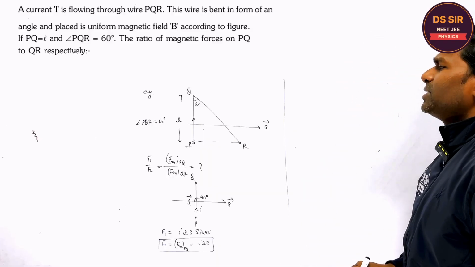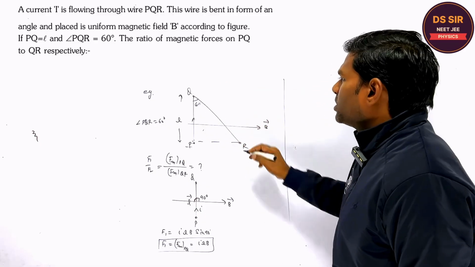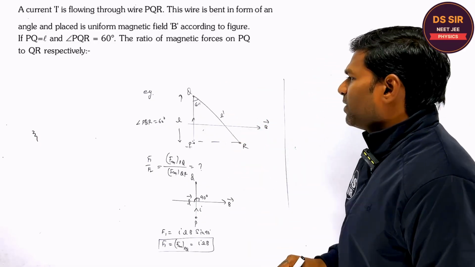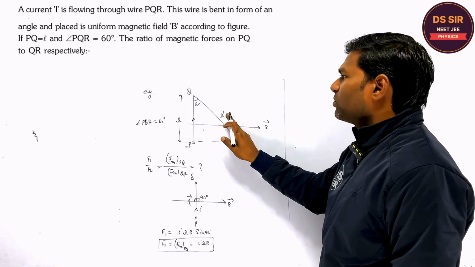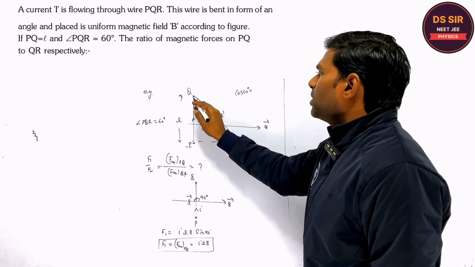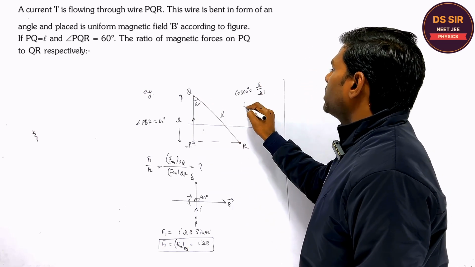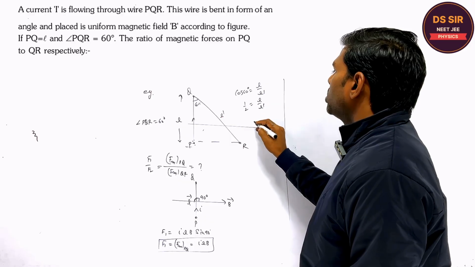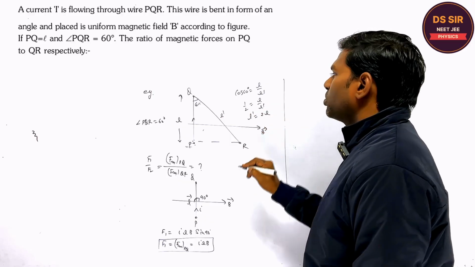Fine. Now we have to find the force on QR, right? So how to find this, please tell? This is the QR. Suppose the length of this wire is L dash. So first you have to find the length L dash. What is L dash? Cos 60 is equal to what? Base upon hypotenuse, right? It is equal to 1 by 2, L upon L dash. So what is L dash? Say 2 into L. Is it clear or not, you tell?